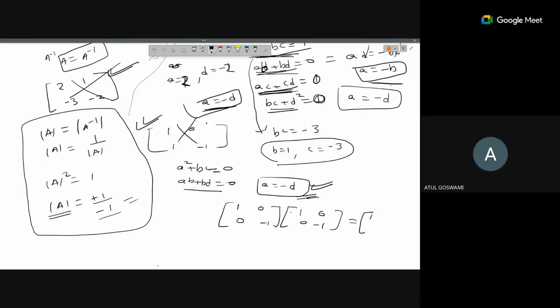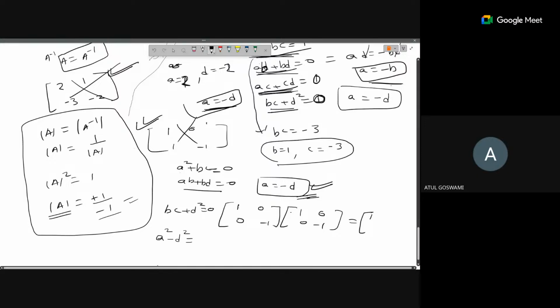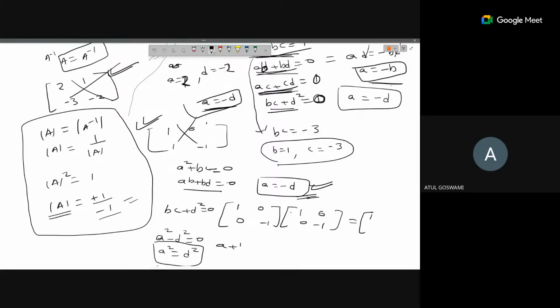Maybe from here: BC plus D square is 0. We can subtract these two equations, so we get A square minus D square equals 0. So A square equals D square, which gives A plus D equals 0 or A equals D. So these are the two conditions we are getting. We are trying to find a counter example basically.